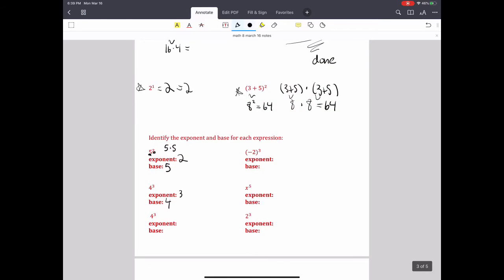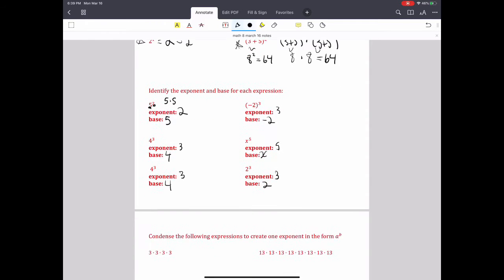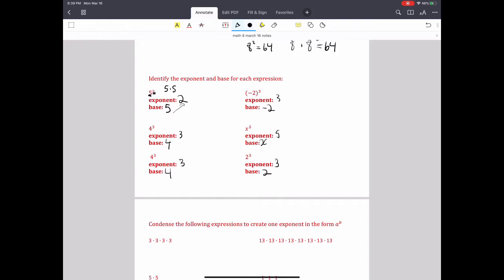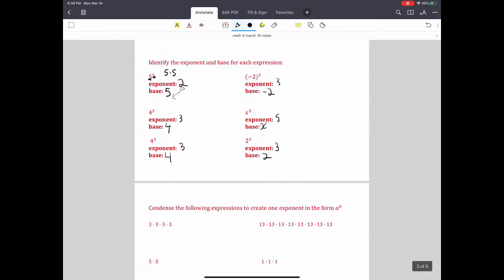Okay, so this should be 3, 4. This should be 3, -2. This should be 5. This should be x, and this should be 3, and this should be 2. If you look, it kind of looks the same. All right, very good. That was just kind of vocabulary.